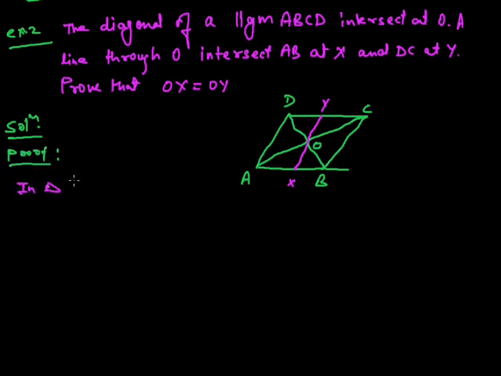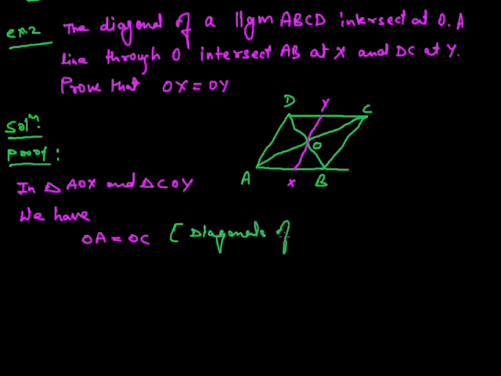In triangle AOX and triangle COY we have OA equals to OC. Why are they equal? Diagonals of a parallelogram bisect each other. This is the property of diagonals of a parallelogram.